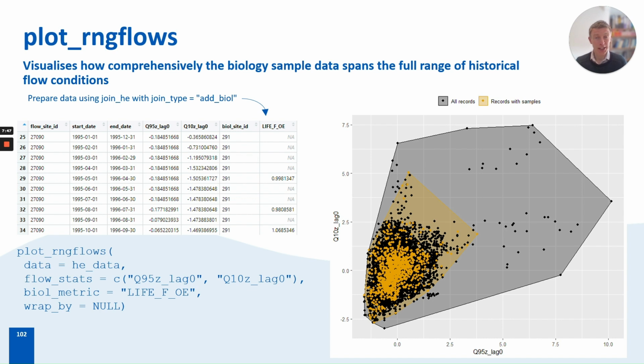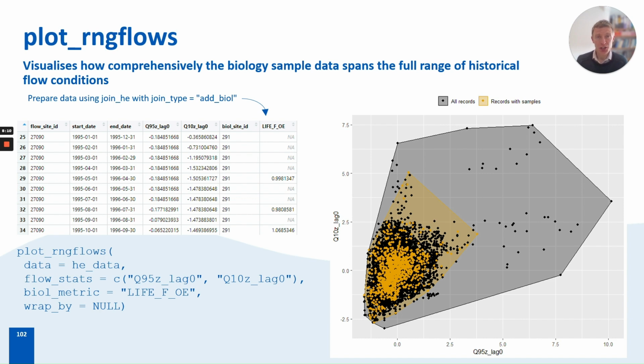So this basically flags whether or not we have a sample associated with each time period. And then we have a wrap by argument. If we set that to null, then we get an output which visualizes our entire data set for all of the sites, or we can choose to wrap by the biology site ID, which gives us a more detailed breakdown of coverage for each individual site.